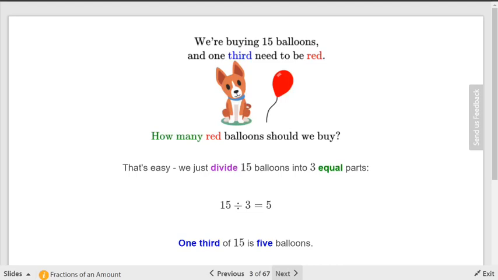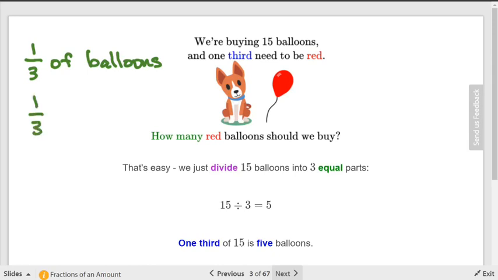All right. So let's say we're buying 15 balloons, and 1/3 of them need to be red, right? Anything that I write down, you should write down, and then I'll tell you though. Okay? So here we want 1/3 of the balloons to be red. Let's write that. 1/3 of the balloons. Does everyone agree that that's what they're asking about?